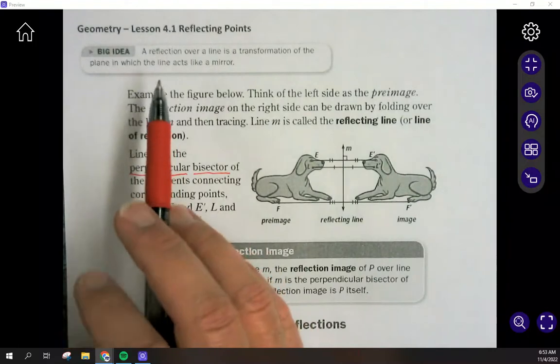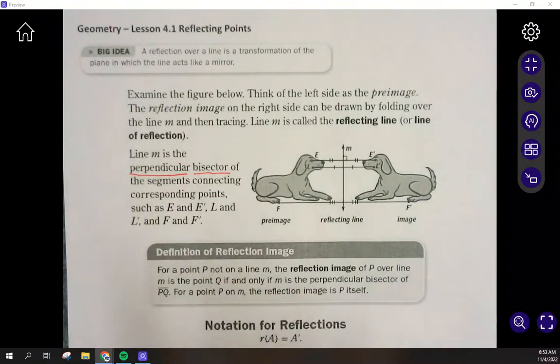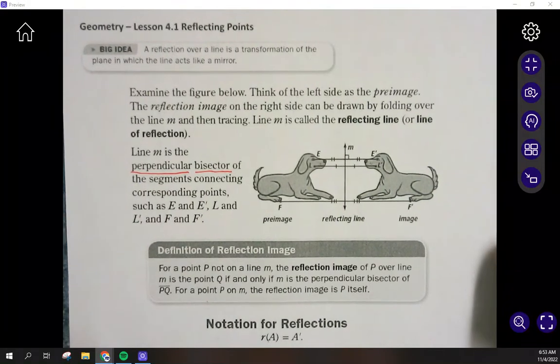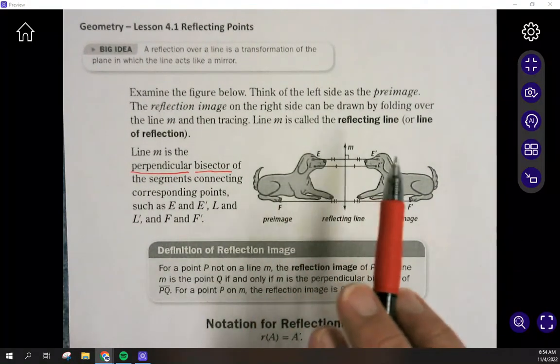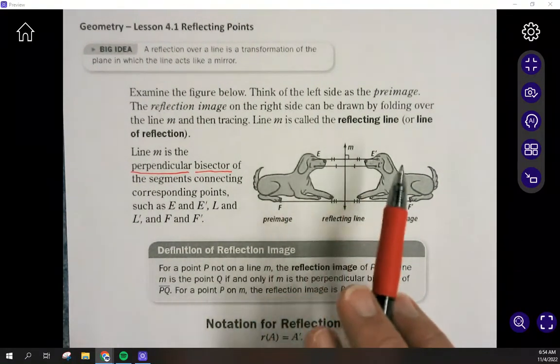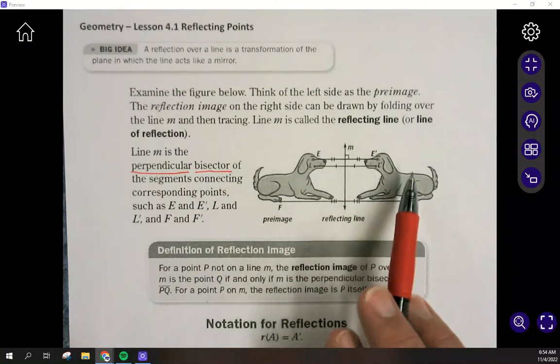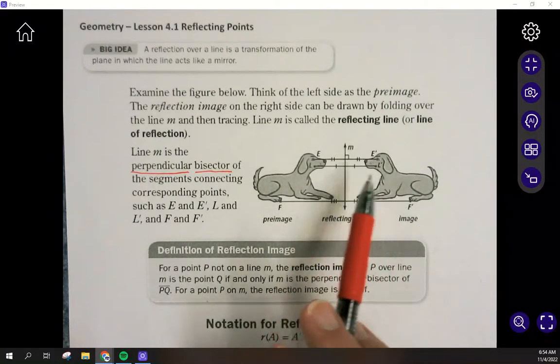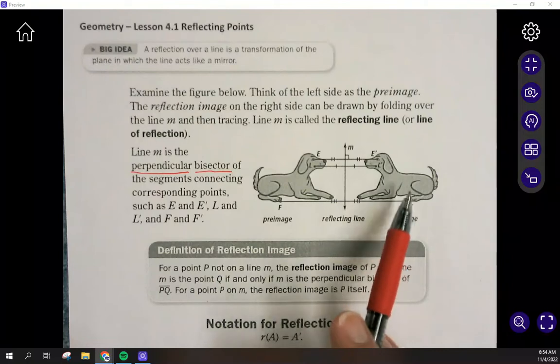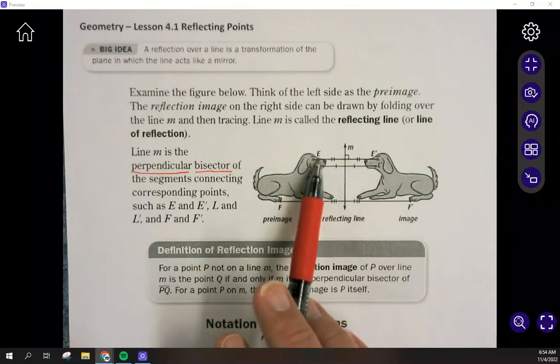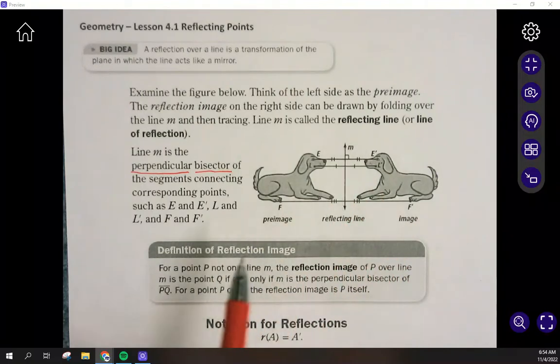So the big idea says a reflection over a line is a transformation of the plane in which the line acts like a mirror. So we're going to reflect a pre-image over a line. It's going to flip onto the other side, and the mirror image is going to appear on the other side, equal distance from the reflecting line.